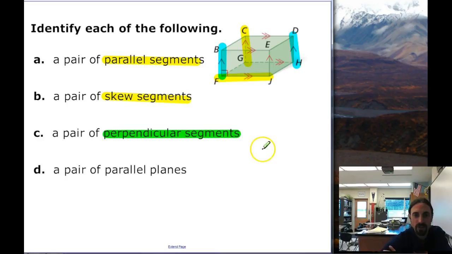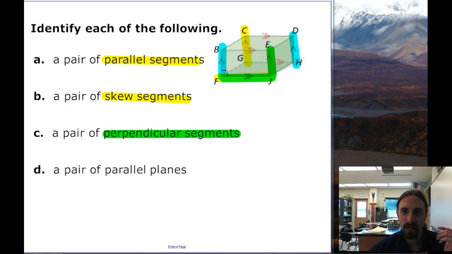All right, Rachel, could you give me a pair of perpendicular segments? Oh, very good. You said these corners, any one of these corners. So EJ and FJ. Very good. Those would be perpendicular. Awesome. Last but not least, parallel planes.